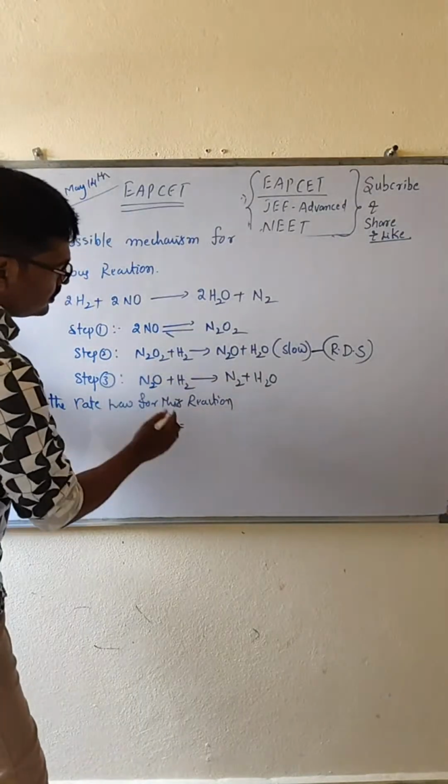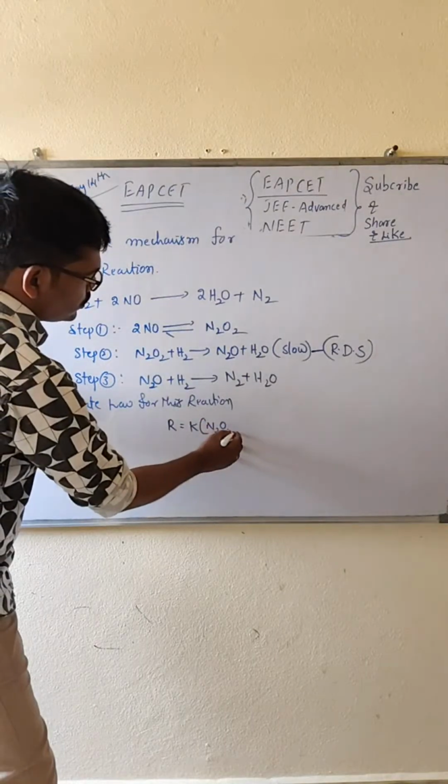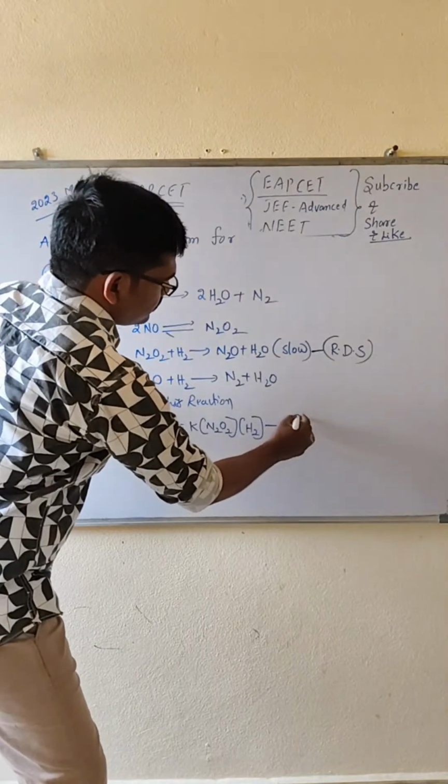R equals K into concentration of N2O2 then H2. Then this is equation number 1.